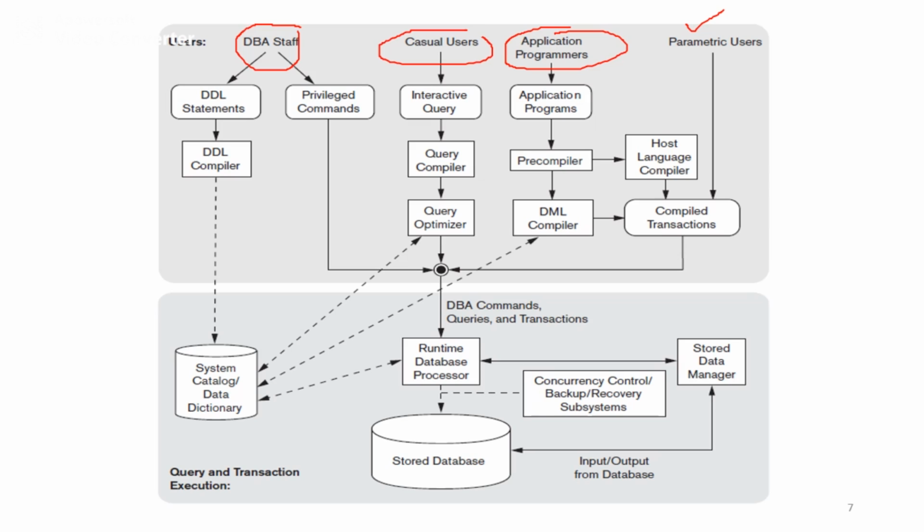The third set of users is the DBA staff, who work on defining the database and tuning it by making changes to its definition using DDL and other privileged commands. The data definition statements are executed by the DDL compiler, which identifies the DDL statements, and the resulting data definition structure is stored inside the system catalog, or data dictionary. The privileged commands are sent to the runtime database processor for further processing.